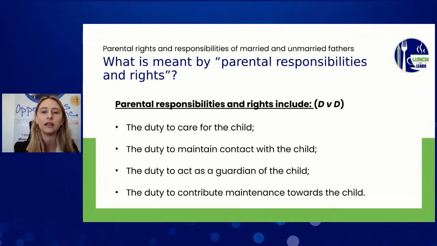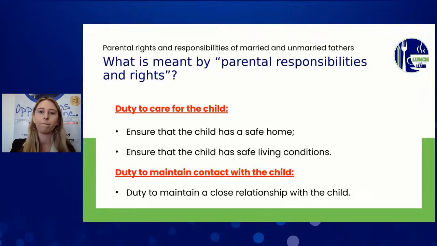So the court in D versus D basically reaffirmed the parental rights and responsibilities that parents have and stated that these rights and responsibilities include the right to care for the child, the right to have contact with the child, the right to act as a guardian of the child, and the right to contribute towards the maintenance of the child. So just to briefly go over each one of these core parental rights and responsibilities, we have the duty to care for the child. So care is defined extensively in the Children's Act. You know, for example, the child should have a safe home, have safe living conditions, should not be subjected to abuse, degradation, maltreatment, etc. So care is extensively defined in the Children's Act. You can go and look in that definition in Section 1.